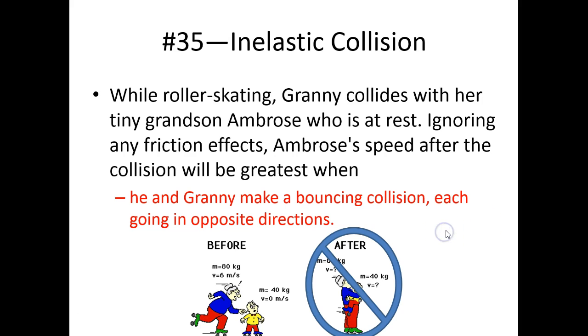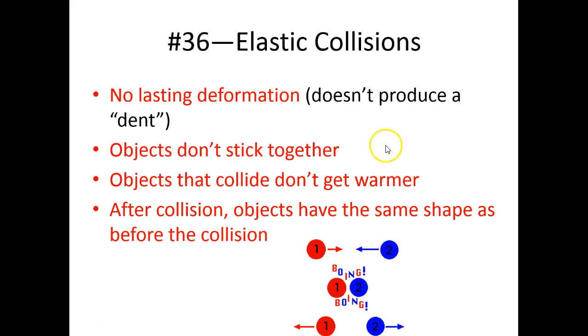For the next one, number 36, in elastic collisions, there are some things that happen. One of them is there's no lasting deformation, so it doesn't produce a dent. When you hit a tennis ball or a baseball, the ball before you hit it looks like this. And then while you're hitting it, it actually gets squished a whole bunch. And then that ball comes back out. And when you catch the ball and look at it, it doesn't look squished like this. Objects don't stick together, so when you hit a baseball, it doesn't become one with the bat.